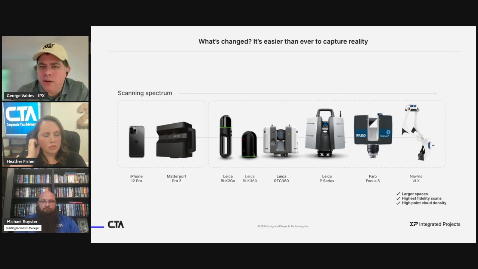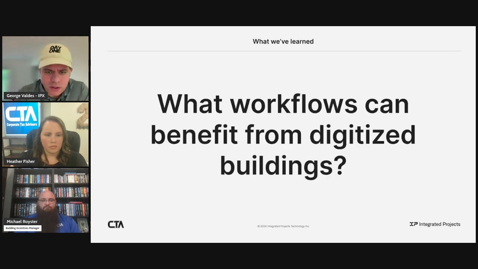And so even on your phone right now, there are so many tools that are using reality capture behind the scenes to add value to your life. So it's just getting cheaper, it's getting smaller, and it's getting more portable and faster. And so that is a huge benefit now to what's possible for commercial real estate owners.